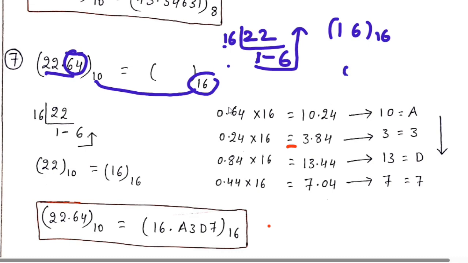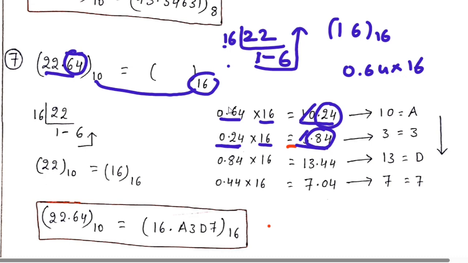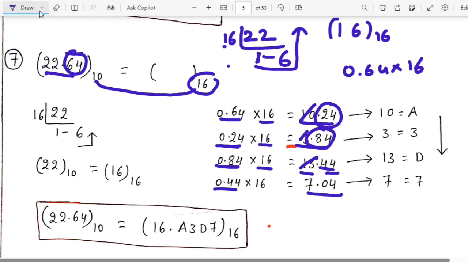Next, 0.64 must be multiplied by 16. 0.64 times 16 gives 10.24; ignore the 10 and consider 0.24. 0.24 times 16 equals 3.84. The 3 is ignored, and 0.84 times 16 gives 13.44. Again the 13 is ignored, and 0.44 times 16 gives 7.04. The fractional part must be multiplied by 16.